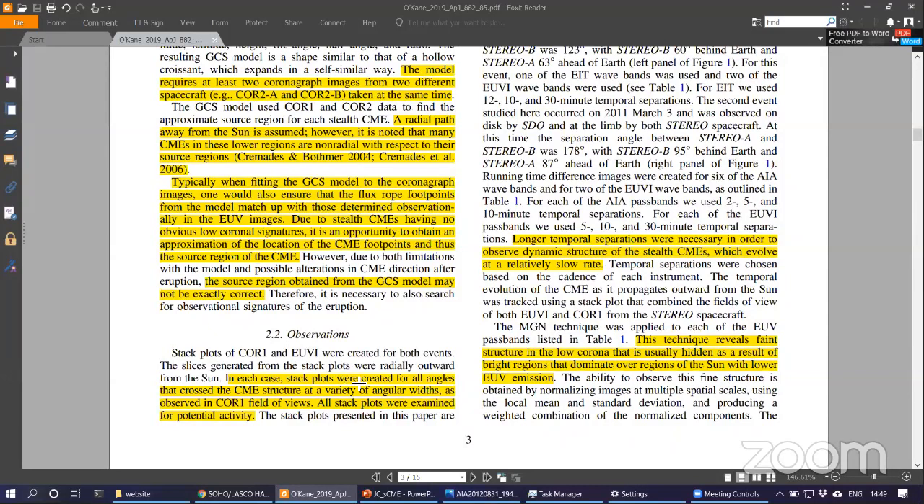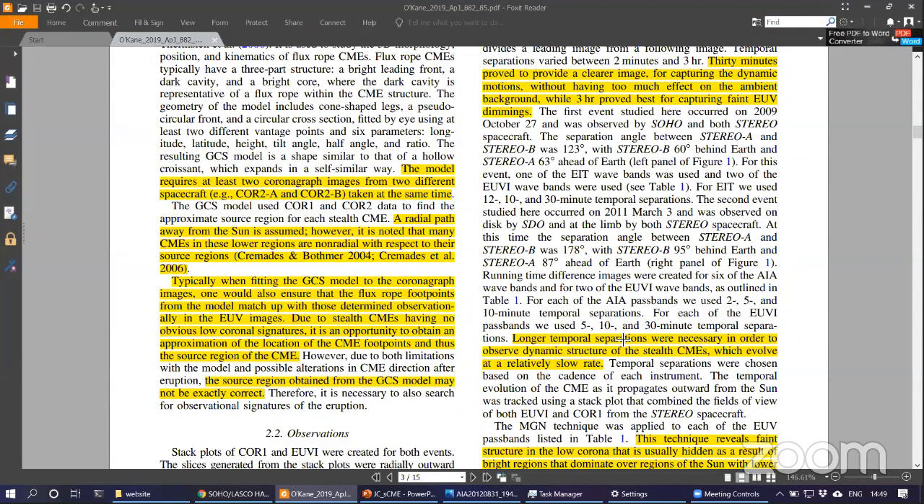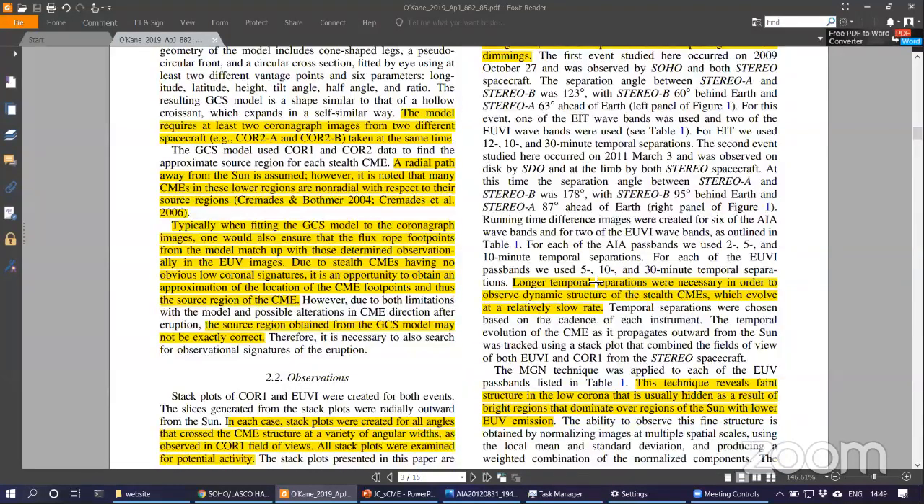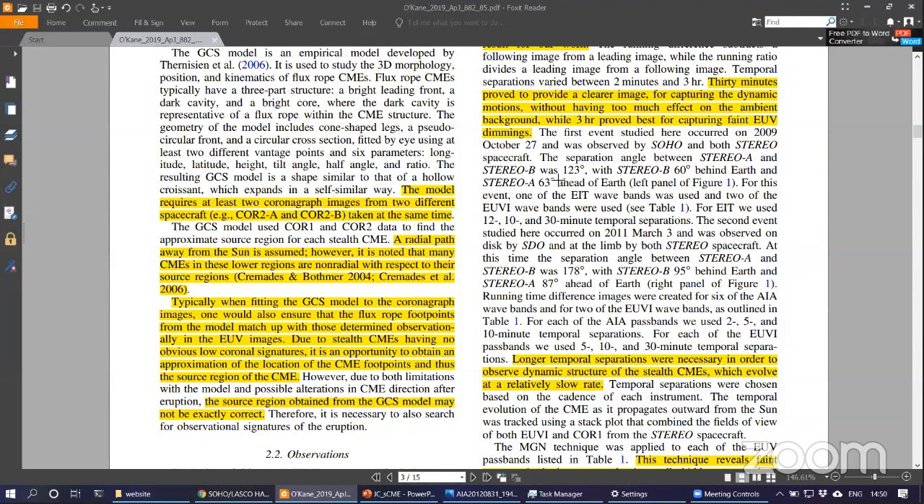Since there were no obvious signatures, they have tried running differences of different time intervals, like for some cases, 30 minutes difference. So these 5, 10, and 30 are actually the temporal pass bands of this particular imager. Similarly for AIA, they have used 2, 5, and 10 minutes of separation. And here they have mentioned the separation between the different spacecraft.